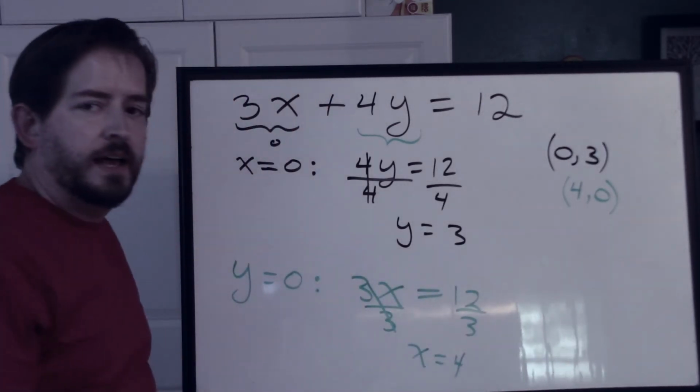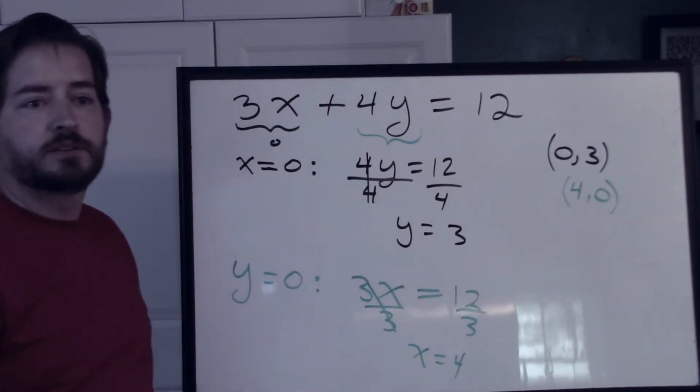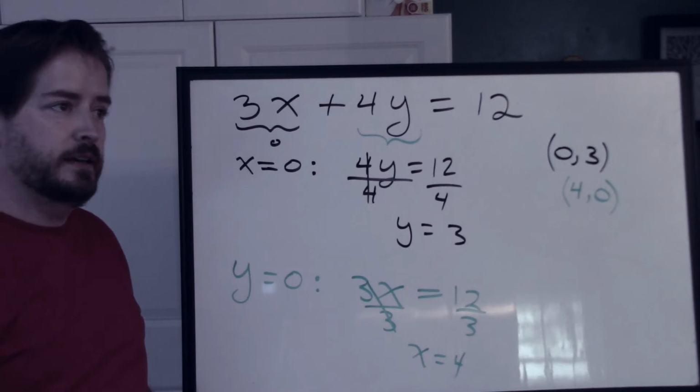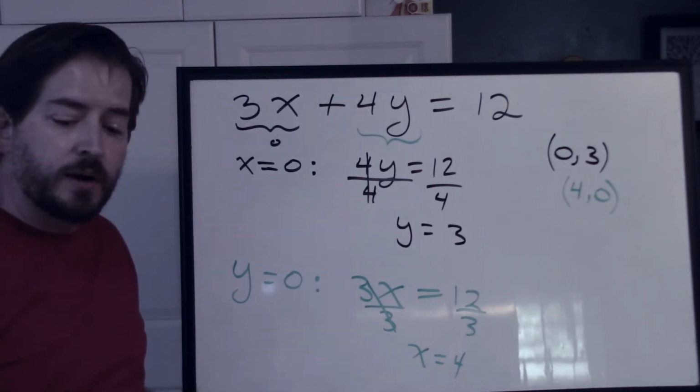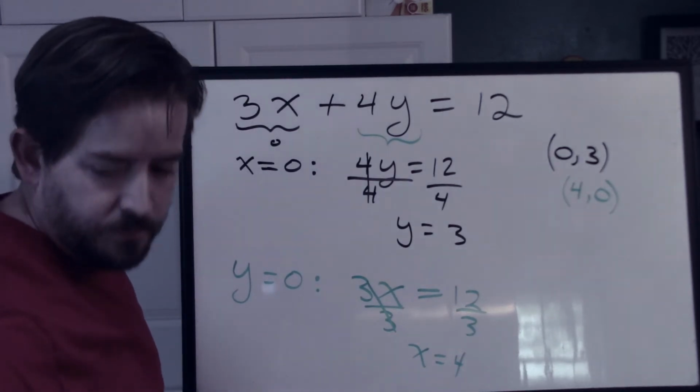And this is a straight line, so that's all I need, these 2 points. Once I have 2 points on a line, I have the whole line. So I can graph this with just that knowledge.